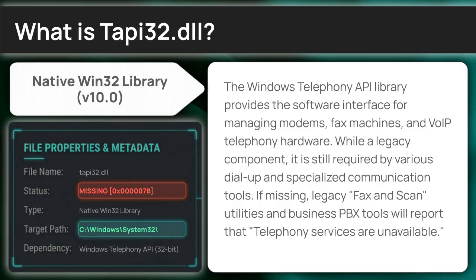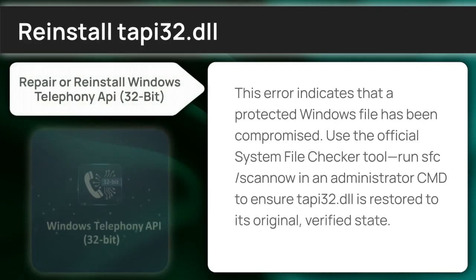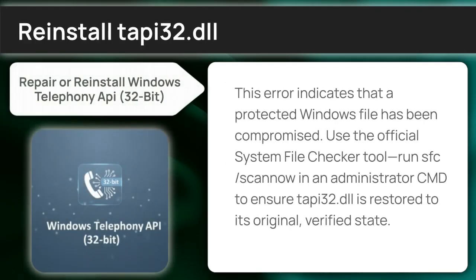Now that the background is clear, let's walk through the actual installation steps. This error indicates that a protected Windows file has been compromised. Use the official System File Checker tool, run sfc /scannow in an administrator CMD to ensure Telephony API 32.dll is restored to its original verified state.